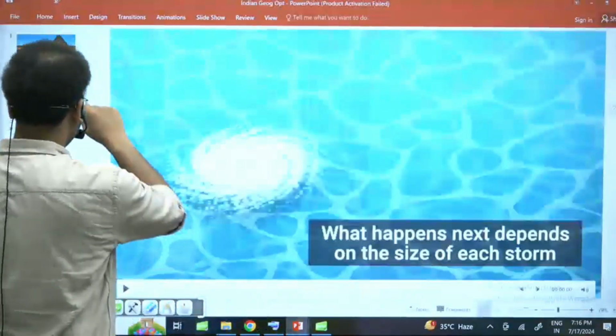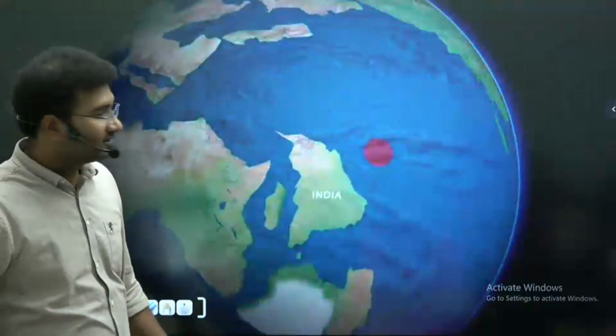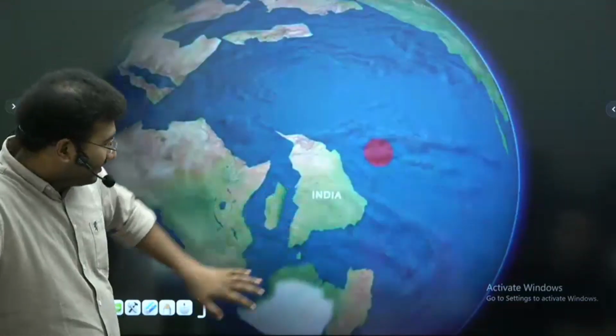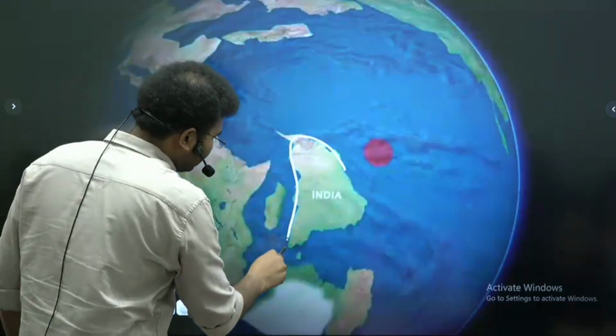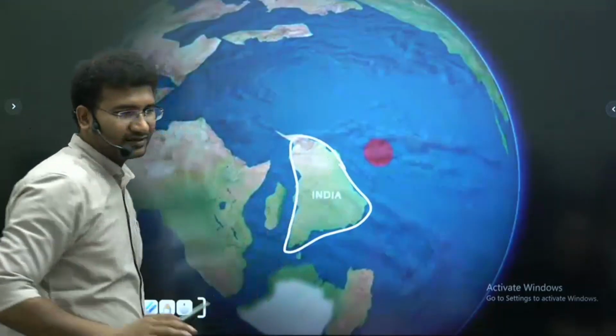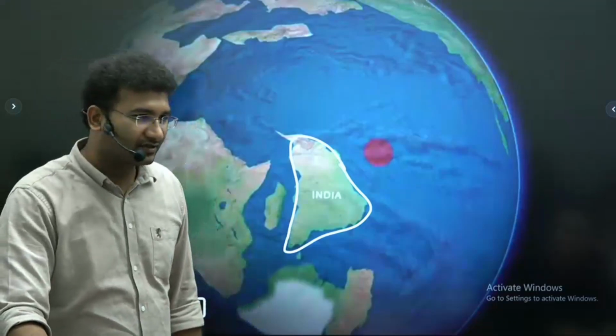I hope everyone is able to understand this. समझ में आ रहा है? Yes? See, this is the size of India. Just simple mathematical calculations that we'll be doing. There's no geography here. I'll try to explain the formations of deserts.